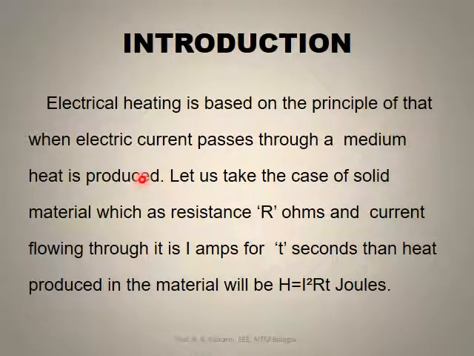So according to Joule heating, whenever the electrical current passes through a certain medium, it produces heat. Let us consider the medium resistance as R ohms and I as the current flowing through that medium for t seconds to produce heat in that material. So the heat produced in the material will be H = I²Rt joules. This is how we convert electrical energy to heat energy.